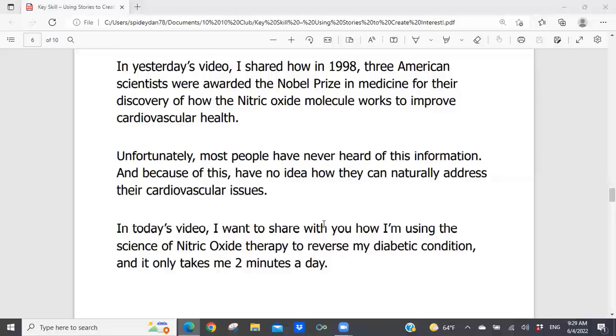And this is the statement that he would most likely get himself into trouble with if he showed pro-arginine. But if he only shows a powder with no identification to it, he can make this statement here. I'm using the science of nitric oxide therapy to reverse my diabetic condition. So he's making basically a medical claim here, but he's making that medical claim in relationship to nitric oxide therapy, not ProArginine Plus. And because of that, he'll most likely not get himself into any kind of trouble, because there's plenty of research out there that shows how nitric oxide can reverse diabetic conditions.